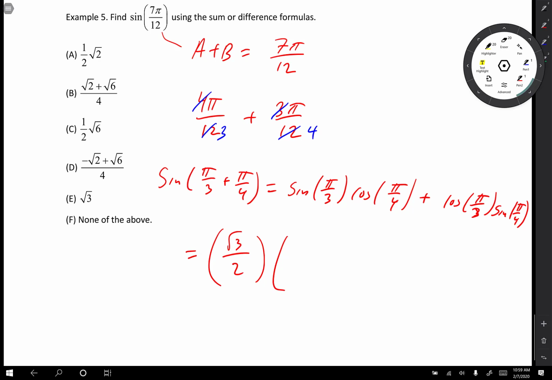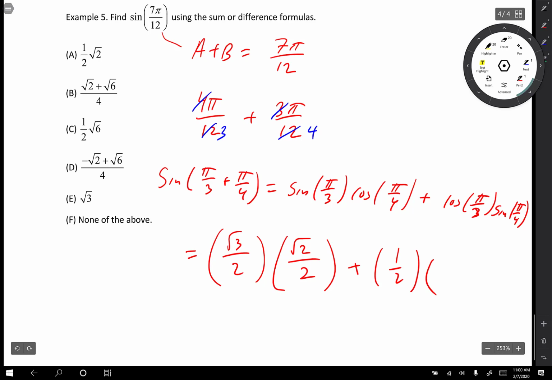Sine pi over 3 is like 60 degrees, and the y value is square root of 3 over 2. Cosine pi over 4. Those we should know stone cold. All the pi over 4s have the same x and y value. They're both the same. They're both positive. Plus cosine of pi over 3. That has to be a half. And then sine of pi over 4, square root of 2 over 2. So we just multiply those. So square root of 6 over 4 plus square root of 2 over 4. And there you go.